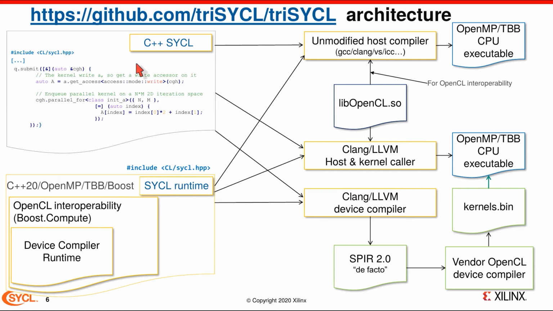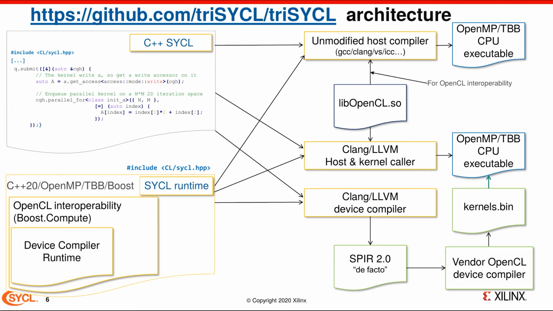So the current architecture of the implementation is that you start from an existing SYCL program, and in the simple case where you just want to run this on CPU, you just use your usual host compiler and you just include the SYCL runtime, and then you will just have a normal host executable using, for example, OpenMP or TBB to run in a faster way on CPU.